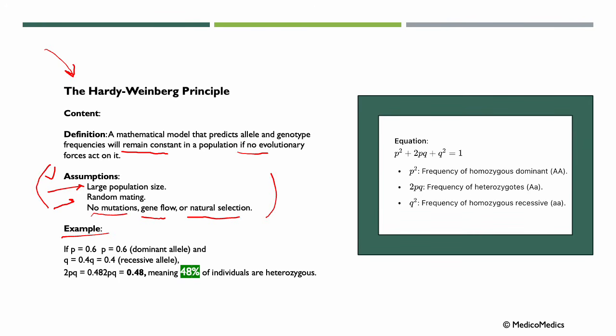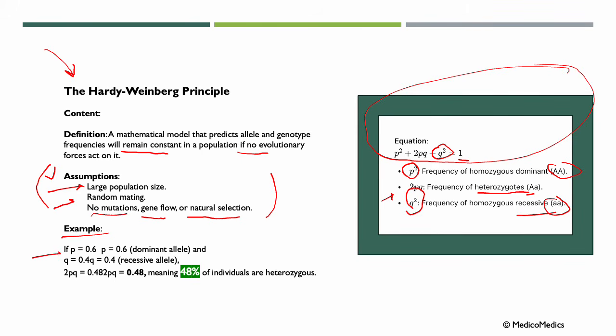Then we have a way to use this to identify how many percent of individuals are heterozygotes. So we have the equation here: p squared plus 2pq plus q squared is equal to 1. So p squared here is the frequency of homozygous dominant, so AA. 2pq is the frequency of heterozygotes, Aa, and q squared again, but for homozygous recessive, so aa.